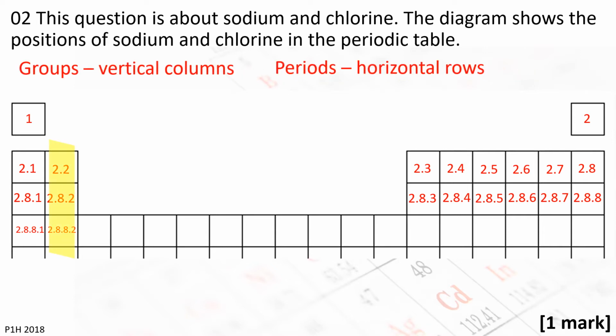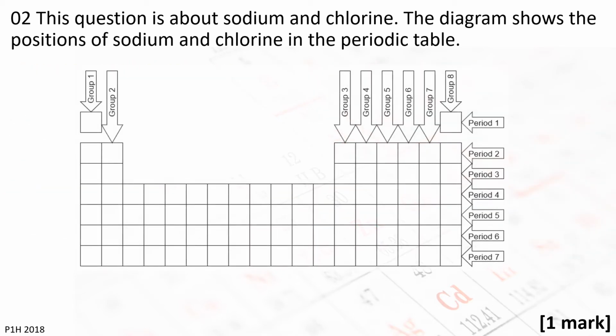I've highlighted group 2. Each atom in group 2 has 2 outer shell electrons. Here, I've highlighted period 3. Each atom in period 3 has 3 electron shells. The group indicates the number of outer electrons. The period shows the total number of electron shells.